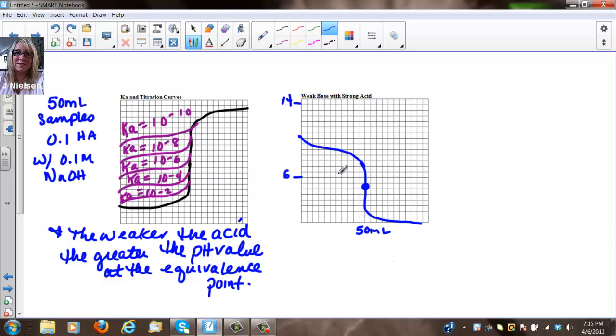And it's being titrated with a strong acid. How do you know this? Because if you have a weak base and a strong acid, you know that your pH is going to be less than 7, and that's what you see here. In this one, we had 100 mL of 0.5 molar HNO3, so you have a strong acid.